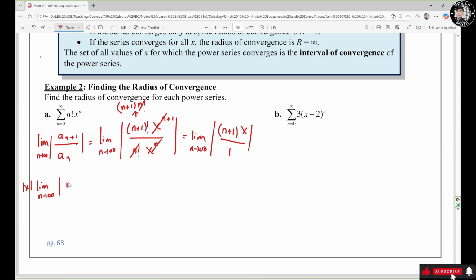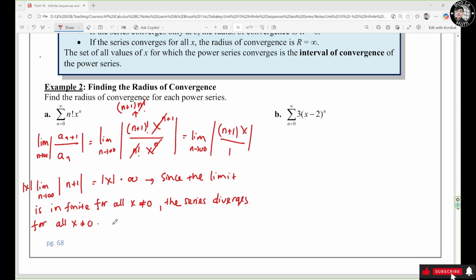Absolute value of n plus 1, right? So it's going to be absolute value of s times infinity, right? So we conclude that the limit is infinite for all s different from 0. So the series diverges for all s different from 0, right?